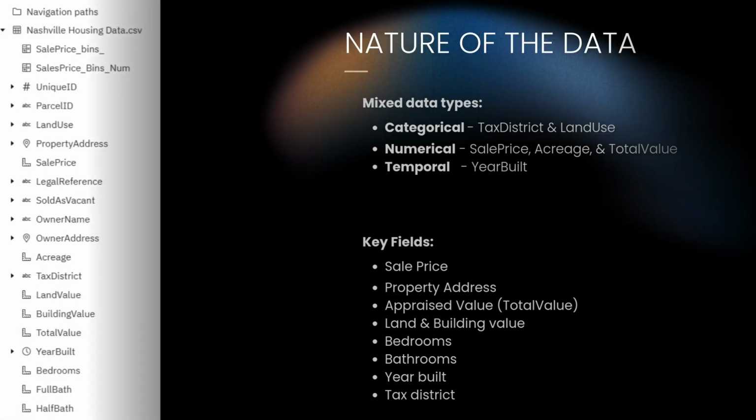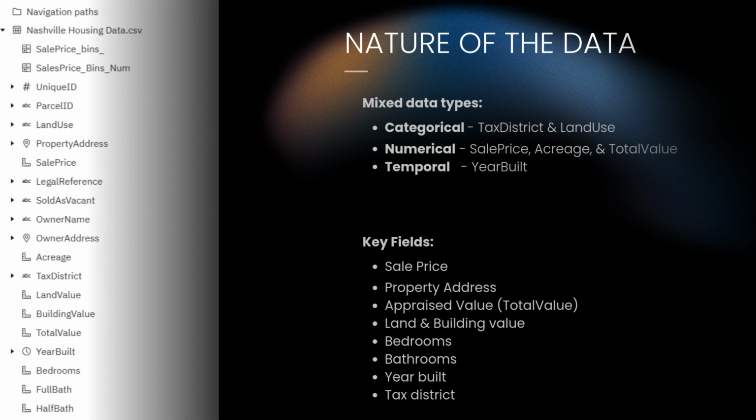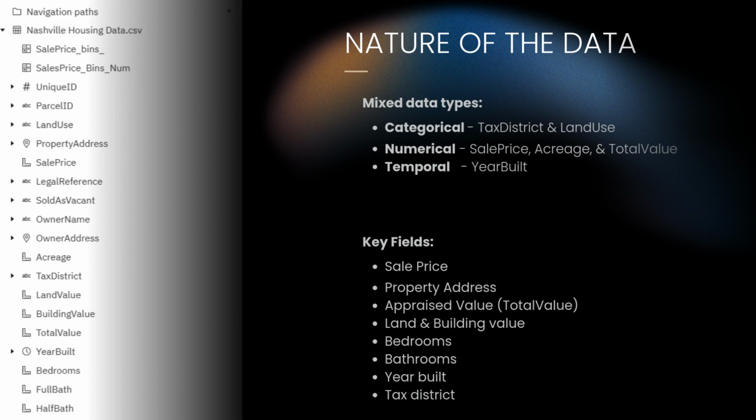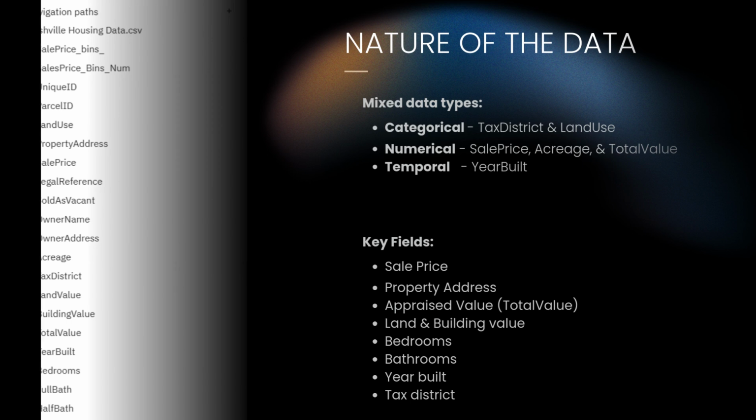This dataset organizes records of housing transactions in Nashville. It provides a structured mix of field types such as categorical fields that identify neighborhood zones and land use classifications, numerical fields that quantify things like sales price, acreage, and assessed value, and a temporal field that captures the year each property was built. I wanted to focus on fields most likely to influence sales price, such as total value, land value, building value, and other property details like bedrooms, bathrooms, and location identifiers. These fields laid the foundation for my analysis and helped me explore how different factors drive pricing trends across the Nashville area.